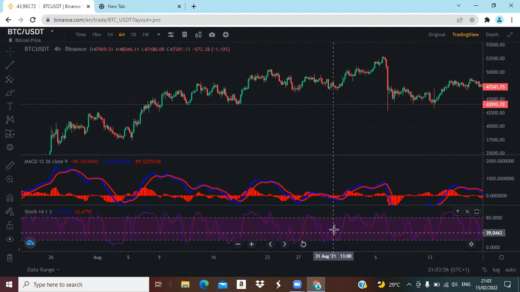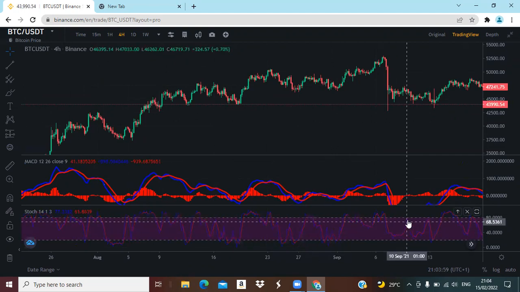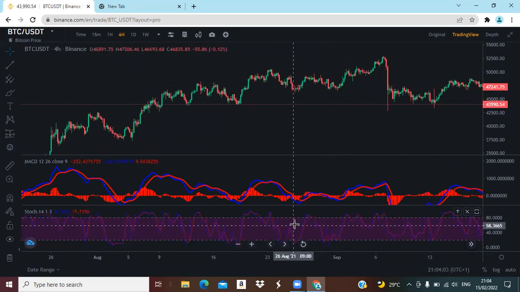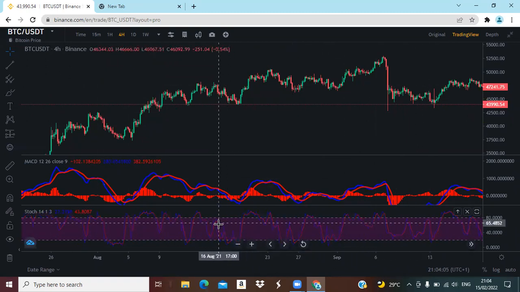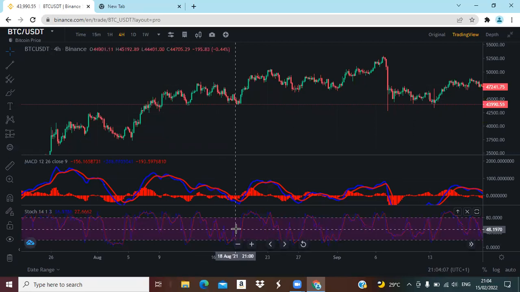You won't take all these ones that are within the stochastic. It's not important, don't take them. We're only looking at overbought and oversold conditions. These strategies are very, very powerful and important.